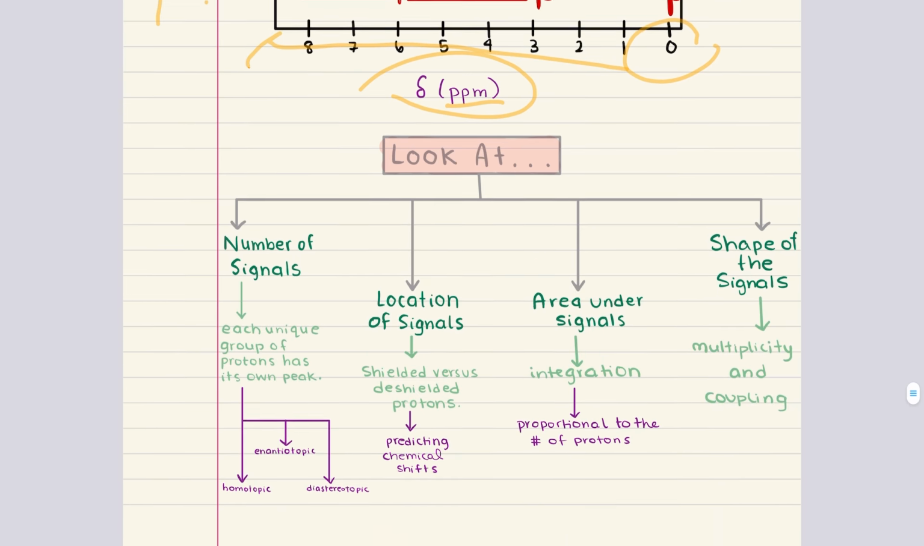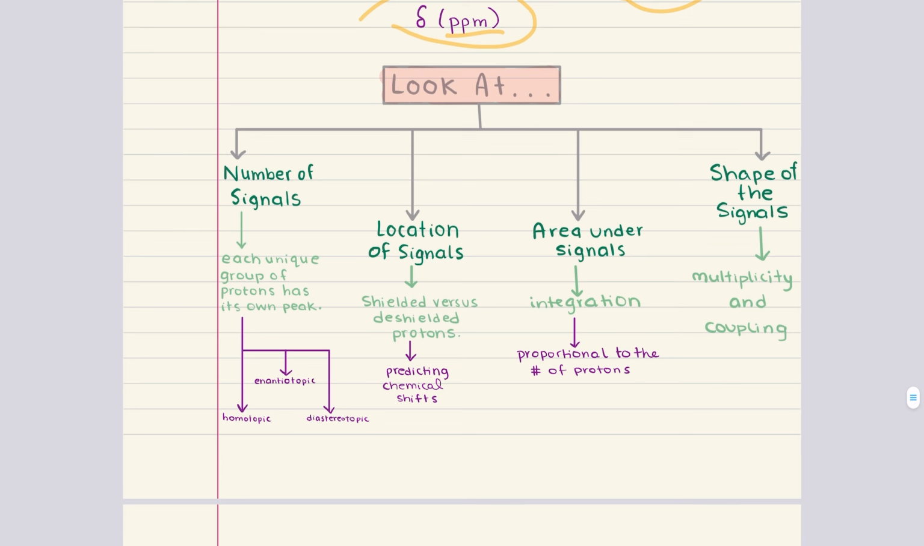From here, there are 4 main things that we always analyze when we look at an NMR spectrum, and we're going to explore each of these in more detail shortly. But here's an overview of what to pay attention to. First, we have the number of signals. Each unique group of protons in a molecule shows up as a separate signal. So that means every set of chemically non-equivalent protons will have its own distinct peak. For now, we're just going to focus on chemical equivalence, so don't worry about the terms you see here.